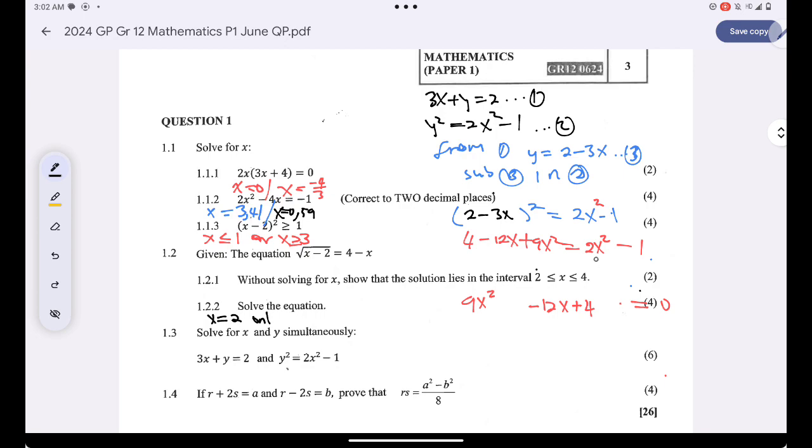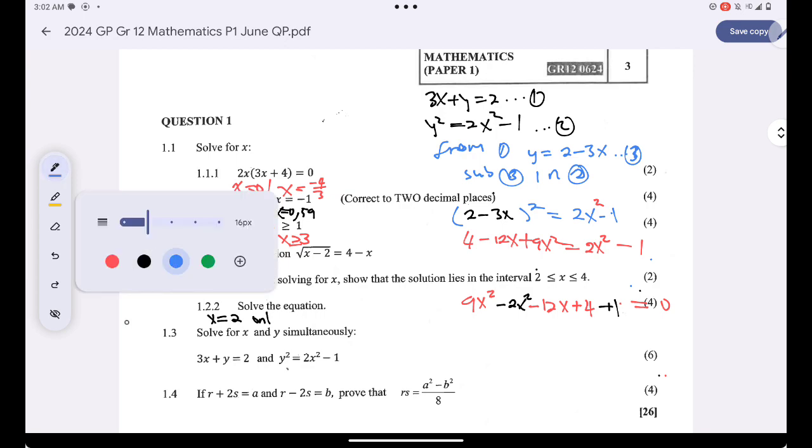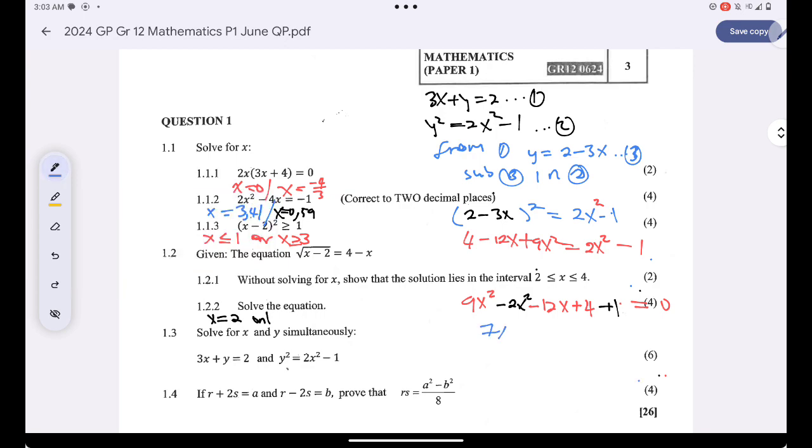Okay, when I take the 2x squared to the other side, it will become negative 2x squared. Right? The negative 1 will become positive 1. And then I'll have 7x squared minus 12x plus 5 is equal to 0.